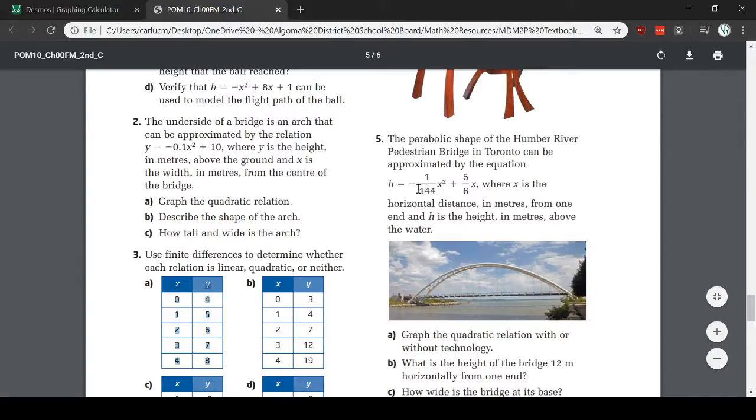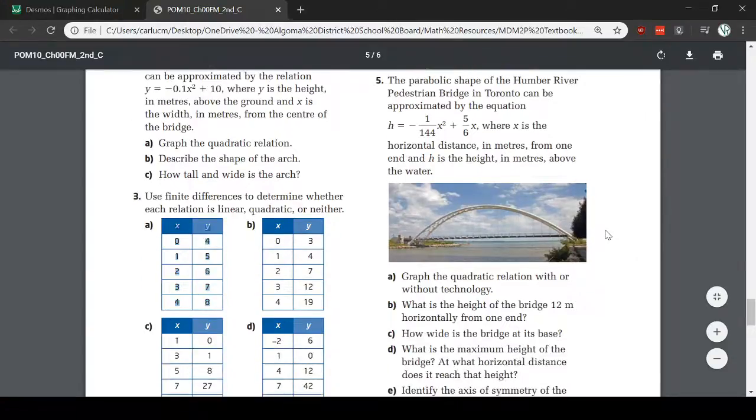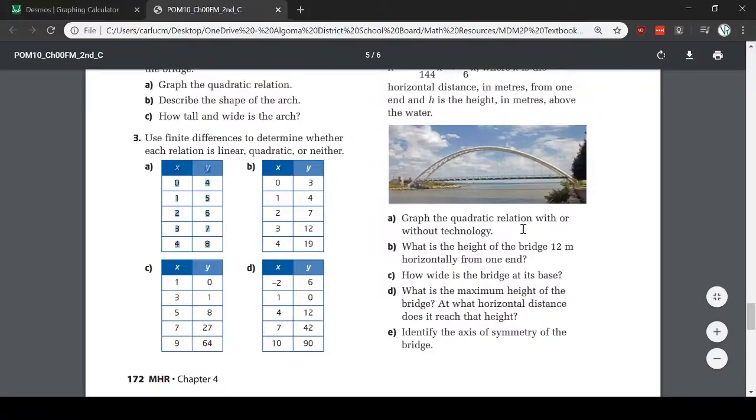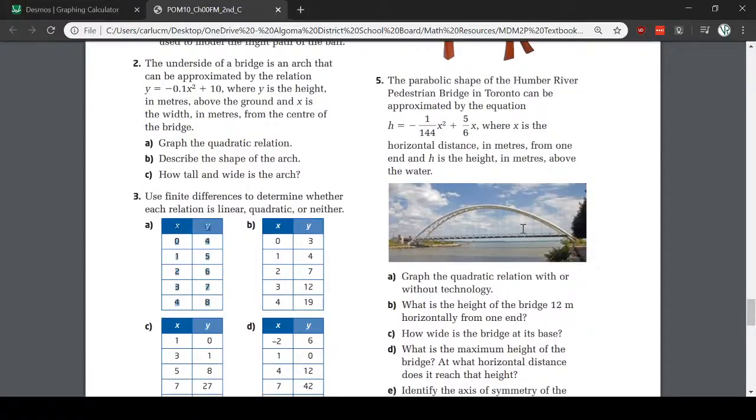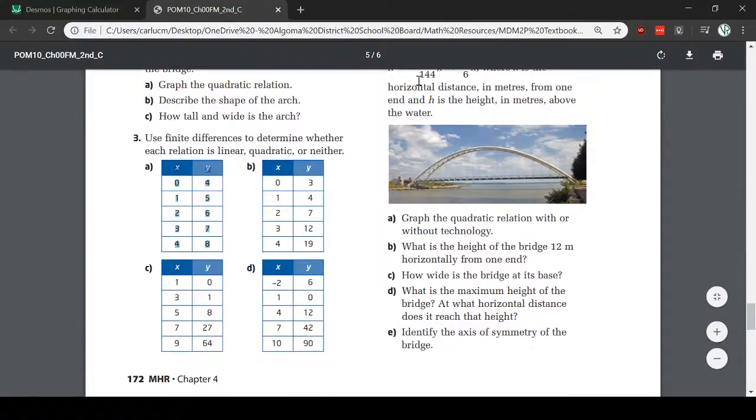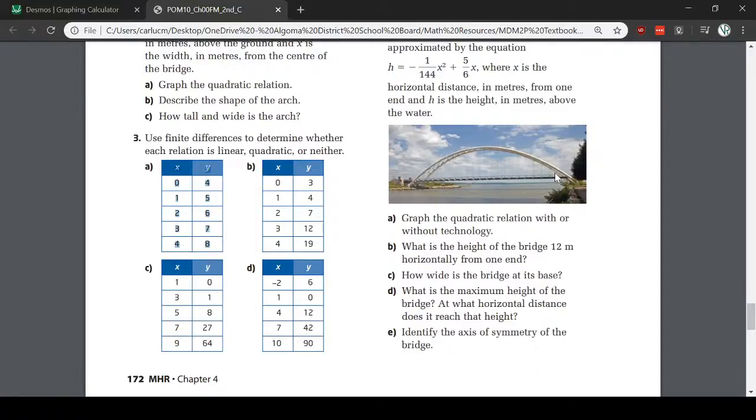It has the equation h equals negative 1 over 144 x squared plus 5 over 6 x, where x is the horizontal distance in meters from one end and h is the height in meters from the water. So we're going to graph this with or without technology. I'm going to say you probably want to use technology on this one. You're going to get some interesting numbers. You can do a quick sketch of it, but in my recommendation, I would actually do this using Desmos.